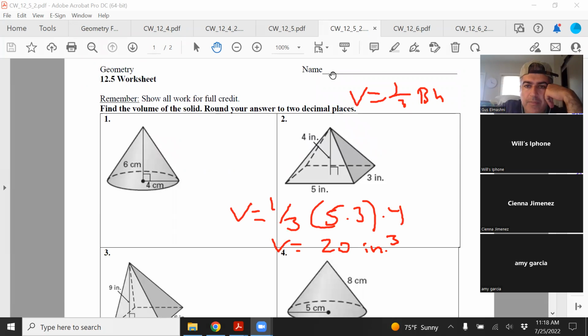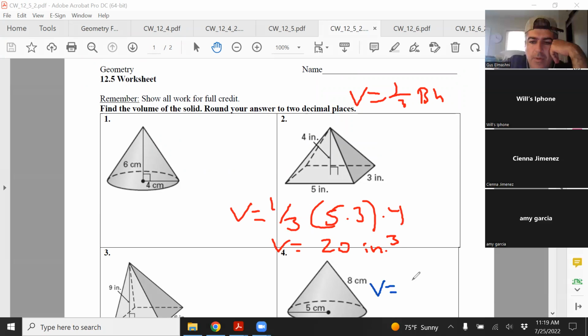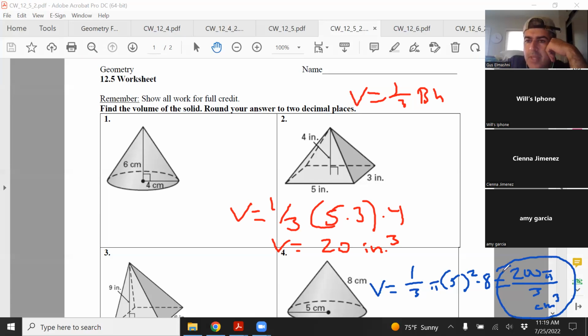And then 4, doing 1/3 pi r squared, which is 5 squared times 8, should be 200 pi over 3 cubic centimeters. Okay, that's all for that one.